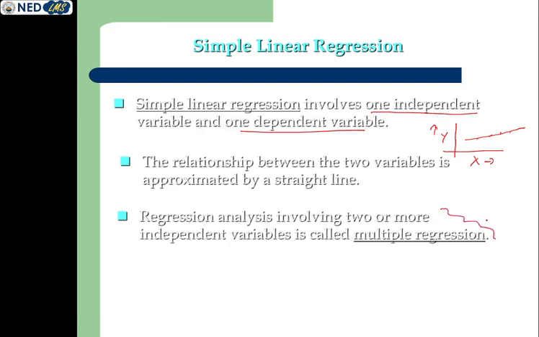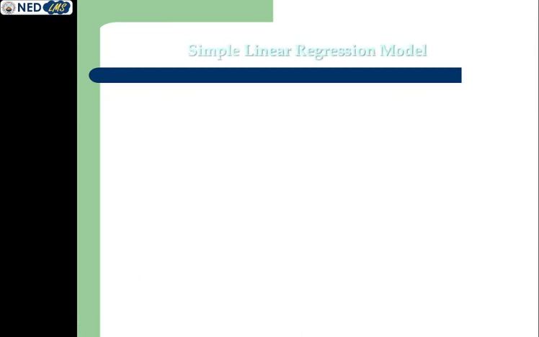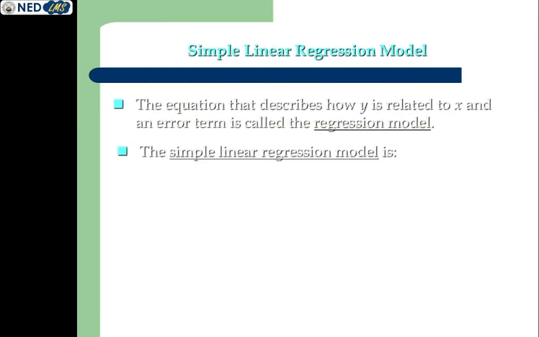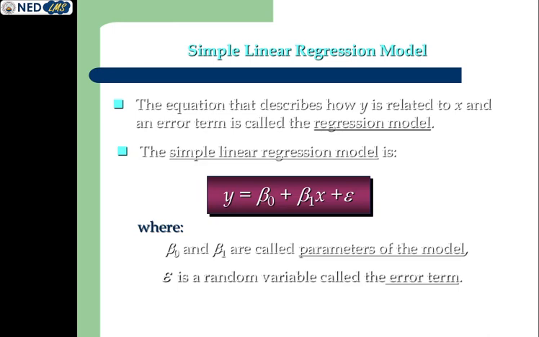But in a multiple linear regression model, the dependent variable is one. The dependent variable is always one, because the dependent variable can never be more than one. The independent variable may be one or more than two. So this is what we call a multiple regression model. Now we are going to start, first of all, with the simple linear regression model.